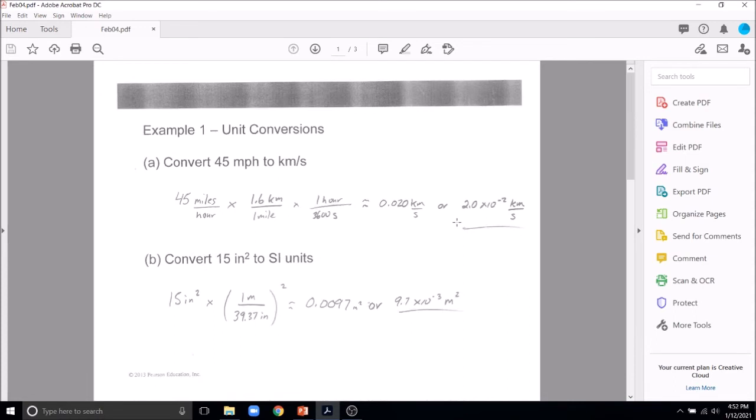So we have 45 miles per hour that we need to convert from miles per hour to kilometers per second. So our 45 is in miles per hour. We've got to get the miles to kilometers, and we've got to get the hours to seconds. So we can multiply by 2 conversion ratios. The first one is 1.6 kilometers per mile, so I'll get rid of the miles to convert things to kilometers. And the second conversion ratio is 1 hour is 3,600 seconds, and that gets us from hours to seconds.